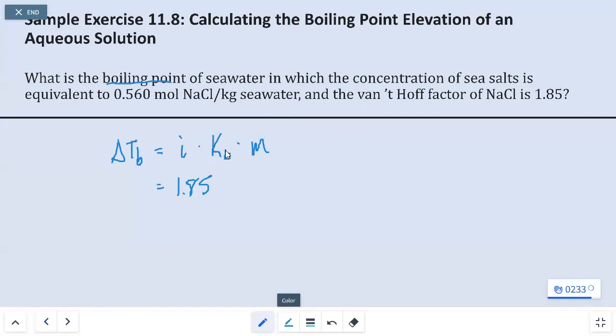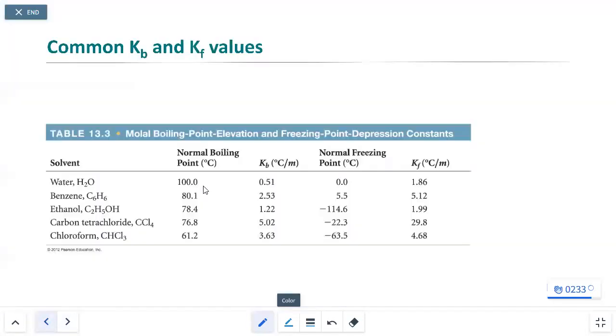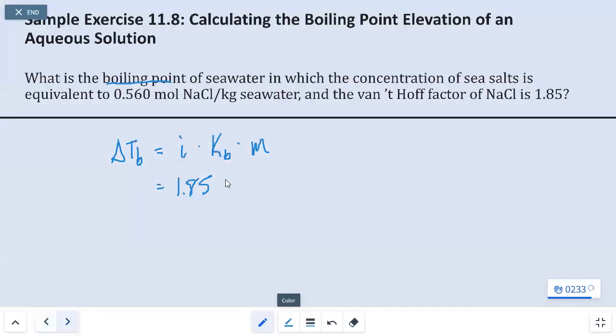To find Kb for water, we need to go back to the previous slide. Kb for water is 0.51 degrees Celsius per molal. And we're told that the concentration is 0.560 moles per kilogram, moles per kilogram being the definition of molality. So we can insert that one appropriately here.